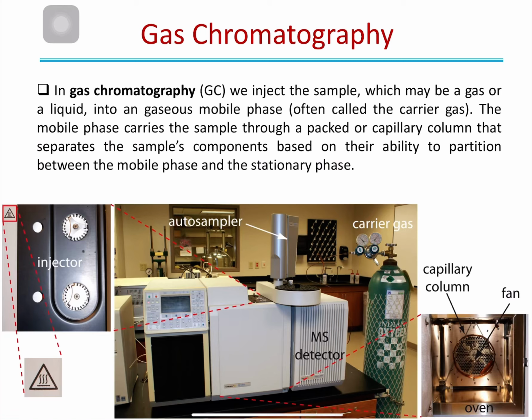So we inject our sample and it's evaporated, and then we supply the mobile phase, which is the carrier gas, which will take the sample through the column, and the different components of our sample will be separated, and then we will eventually get our chromatogram where the different components will be eluted from the column at different times.